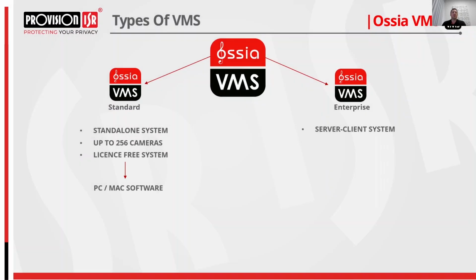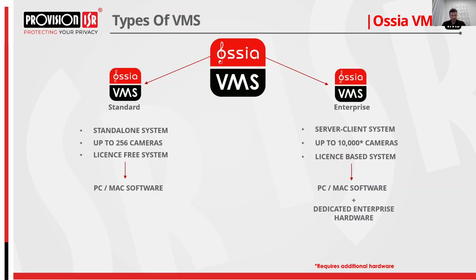So, due to this architecture, we can actually scale up our VMS to 10,000 cameras. It does require additional hardware, which I'll explain coming up. It is a license-based system, and I've got a graph or a page showing you how the licenses work. And we offer both server and client software in PC and Mac. And the enterprise has its own dedicated enterprise hardware, which I'm going to explain to you next.